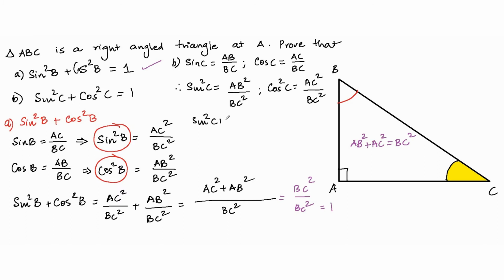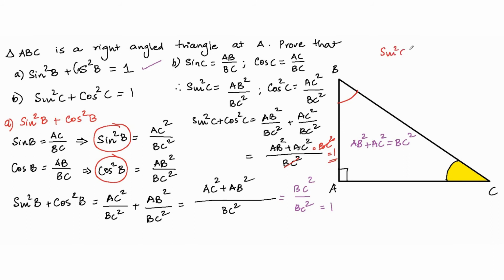So sine square C plus cos square C is equal to AB square by BC square plus AC square upon BC square. Now the LCM is going to be BC square, and the numerator is AB square plus AC square upon BC square. AB square plus AC square is BC square. So what I get here is BC square upon BC square, and BC square upon BC square is therefore equal to 1. Hence I can say that sine square C plus cos square C is also equal to 1.